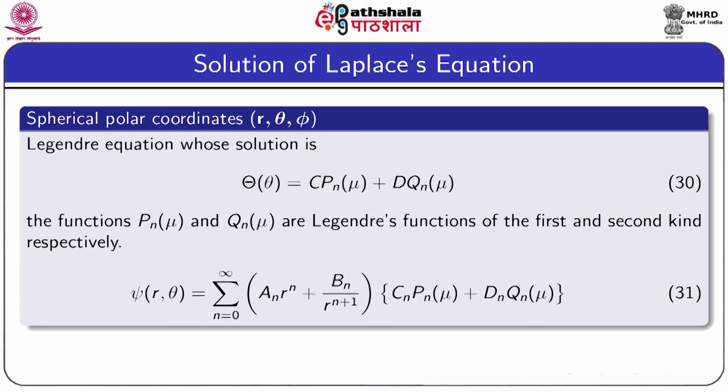Thus, the solution can be written using the superposition principle. Psi is equal to sum over n of an r to the power n plus bn r to the power minus n plus 1, into Cn Pn mu plus Dn Qn mu.